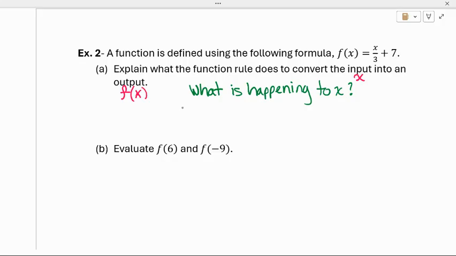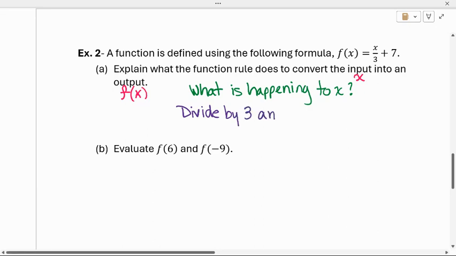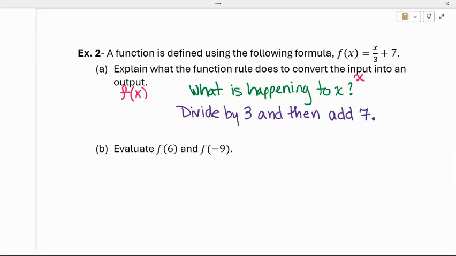It's being divided by what? So we're going to divide it by 3. And then what? That's exactly right. Good job. And then add 7. That's what the rule is saying. Take your input, divide it by 3, and then add 7. You're going to take your input, divide it by 3, and then add 7.